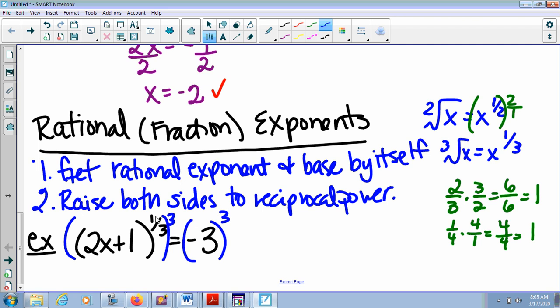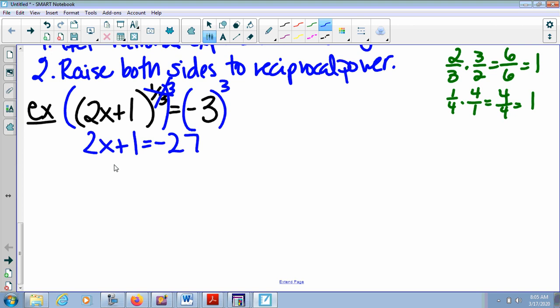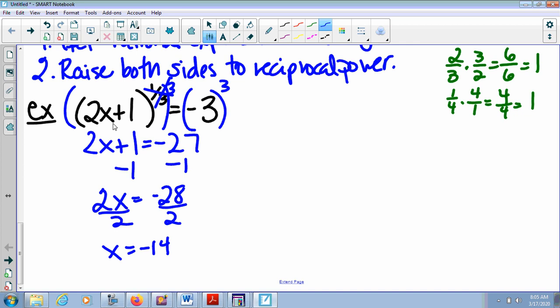Okay? The 3 and the 1/3, they cancel each other out. That makes 1. 3 times 1/3 is 1. So we just have 2x plus 1 is equal to negative 27, and we'll solve. Subtract 1, and 2x equals negative 28. Divide by 2, and x equals negative 14. We can go back and check, but that one works out.